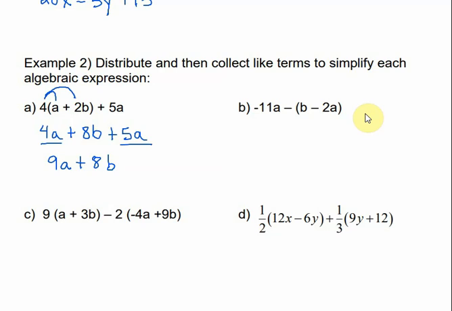What would I distribute into the parentheses in B? I would not distribute the 11a or the -11a. I would distribute this negative, which again is understood to be a -1. Okay, so that -11a, I'm just going to bring it down. And then I'm going to multiply each thing in the parentheses times -1. Negative times positive b would be negative b. Negative times -2a would be a positive 2a. Now again, I combine like terms. -11a plus 2a would be -9a, and I bring down the -b.